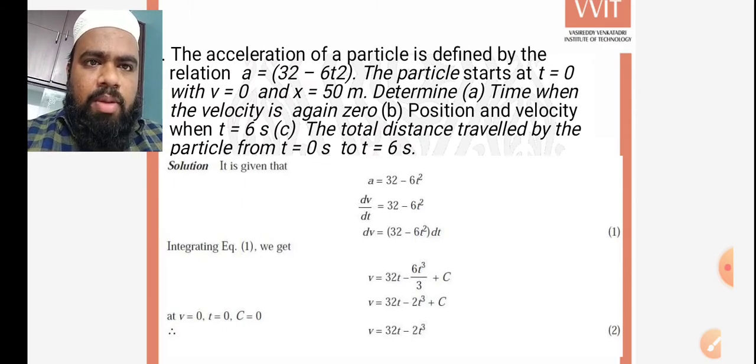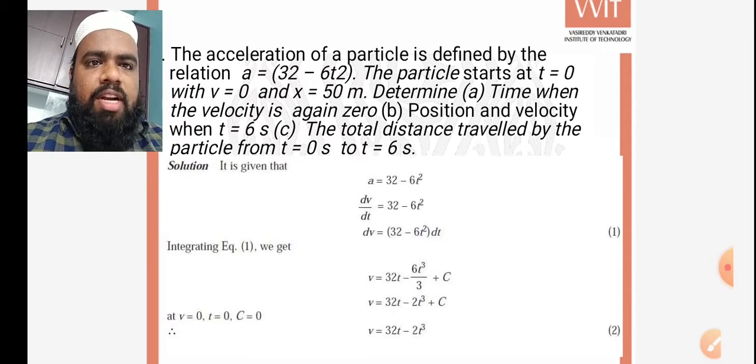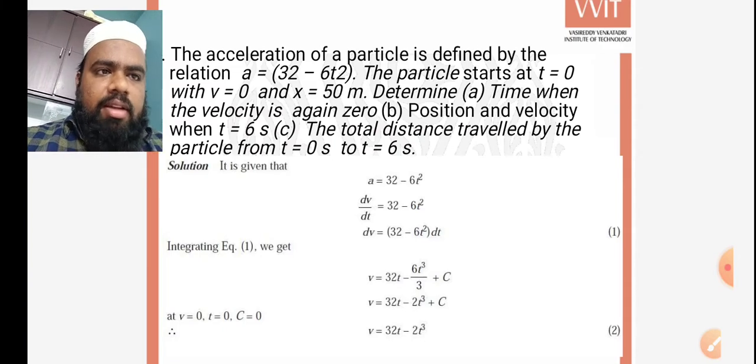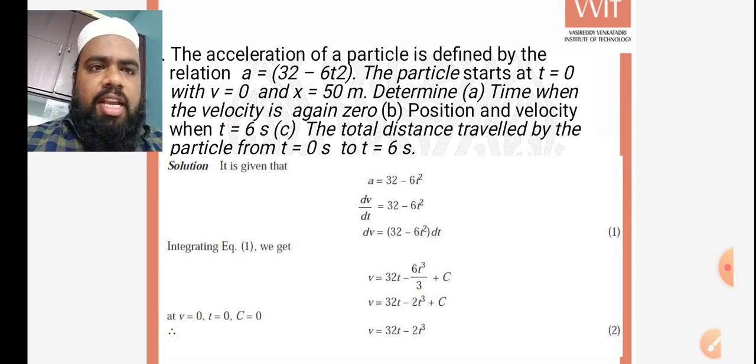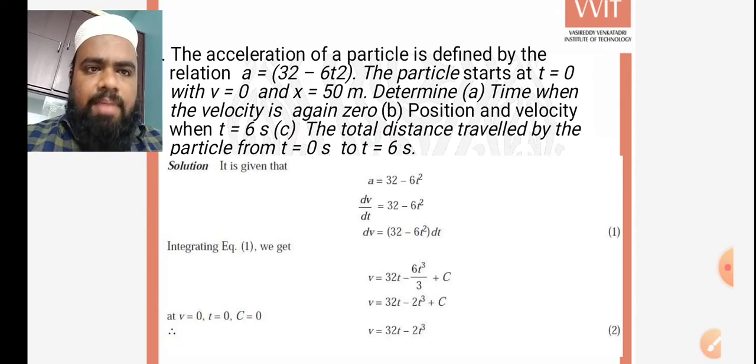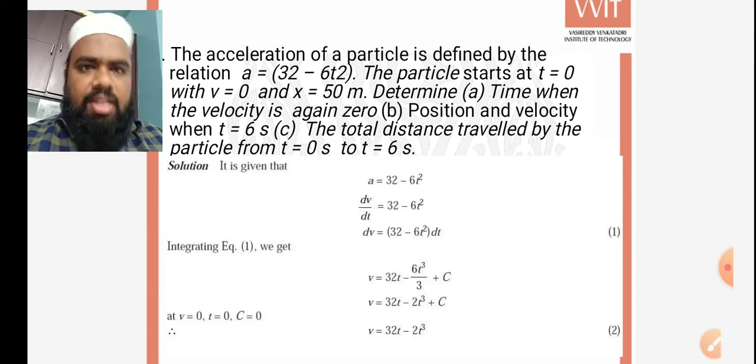Today we are going to solve a problem which belongs to motion under variable accelerations. Now look at the problem. The acceleration of a particle is defined by the relation a = 32 - 6t². A particle starts at t = 0 with velocity v = 0 and x = 50 meters. Determine (a) the time when the velocity is again 0, (b) the position and velocity when t = 6 seconds, (c) the total distance travelled by the particle from 0 seconds to 6 seconds.